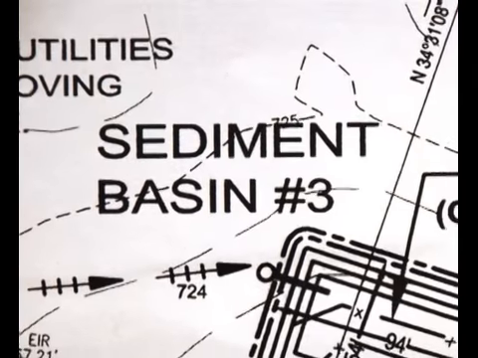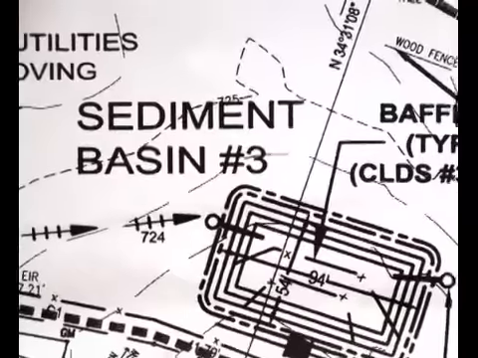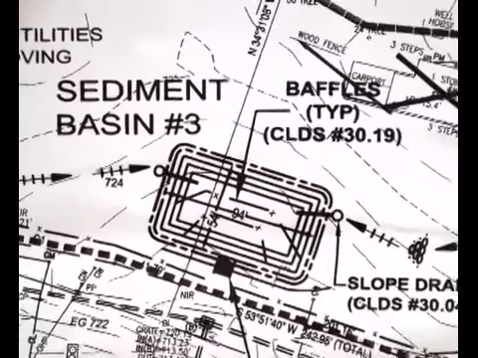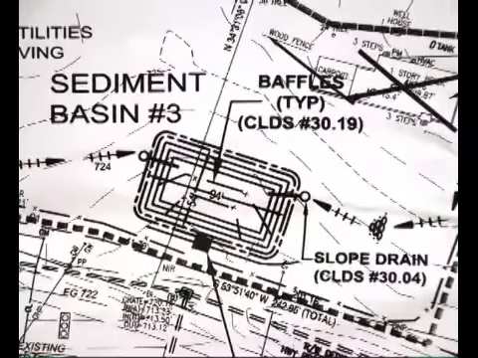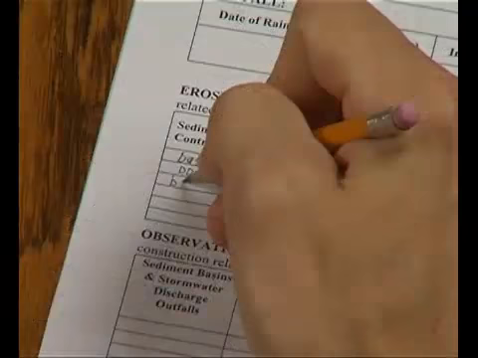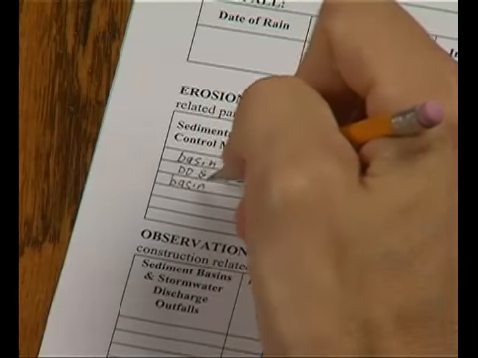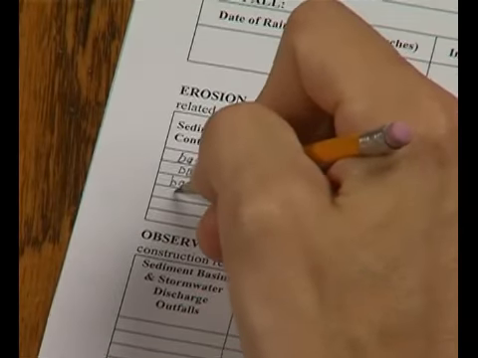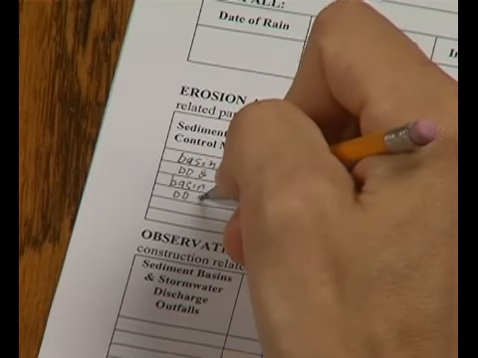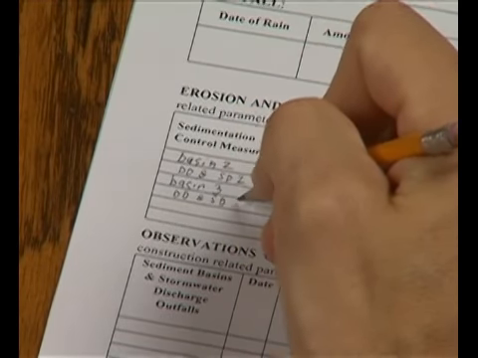There's one final basin in the southeast corner of this site. We'll call this basin number 3. While we're looking at sediment basin number 3, let's do the same thing we did for basin 1 and 2. Write down slope drains to basin number 3 and diversion ditches to basin number 3.